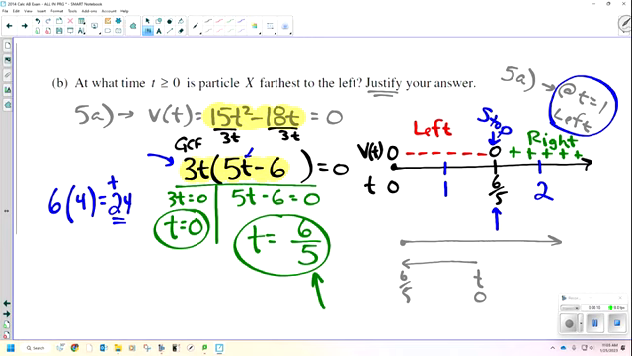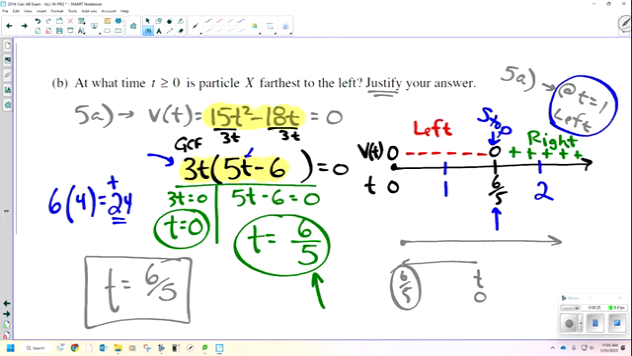So at what time is this particle farthest to the left? Time is 6/5. Justification is all this math work. So we will just say time equals 6/5. We'll box that to let it know that that is our absolute answer. And we're good to go. So 5A and 5B were pretty simple. Oh boy, let's see what's coming.